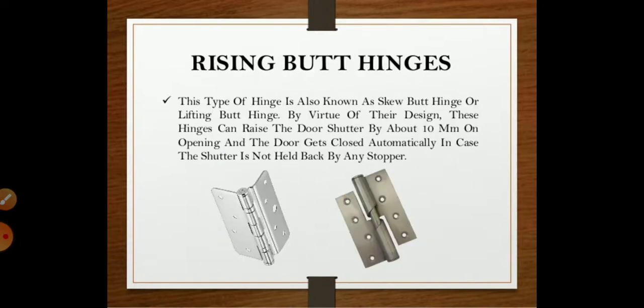The next is the rising butt hinges. This type of hinge is also known as skew butt hinges or lifting butt hinges. By their design, these hinges can raise the door shutter about 10 mm on opening, and the door gets closed automatically in case the shutter is not held back by any stopper. Okay, this is called the rising butt hinges.